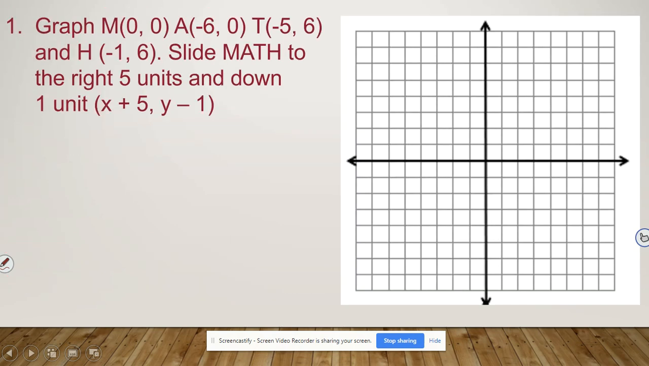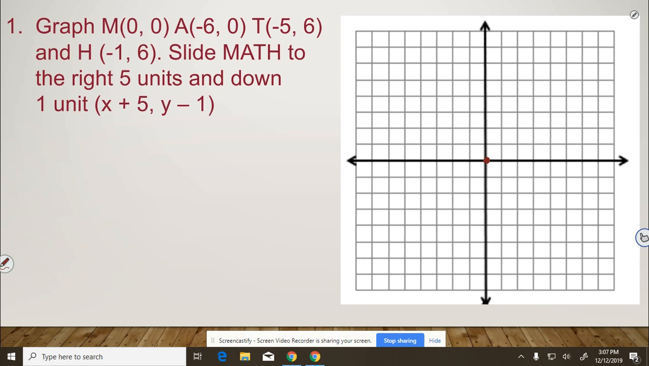So here's our first example. First we have to start with graphing those letters, M, A, T, and H. M is at 0, 0, which we know is the origin. A is at negative 6, 0, so we go 6 to the left and stay at 0. T is at negative 5, 6, so we go 5 to the left and up 6. Really we should label these as we go so we don't get confused. And H is at negative 1, 6. Then you should take a straight edge and neatly draw what winds up being a trapezoid from M to A to T to H.